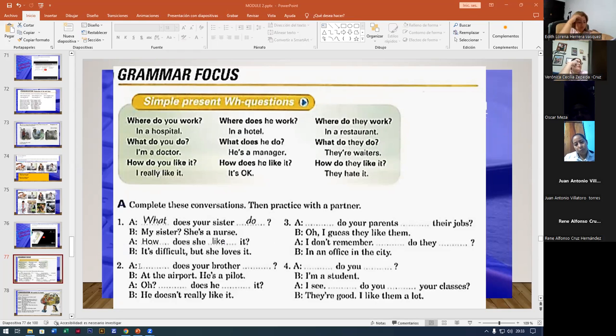Now in number two, does your brother? What's the question there? Where? What does your brother do? Oh, but look at the answer. It says at the airport. So the answer is in a place. Where? Oh, that's good. Where does your brother work? That's correct. And we use the base form of the verb. Where does your brother work? At the airport. He's a pilot.